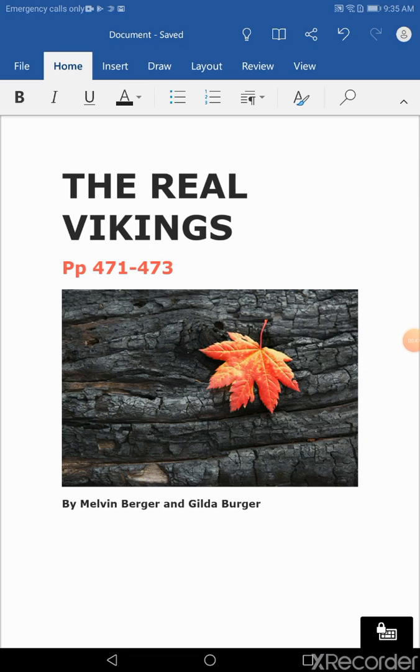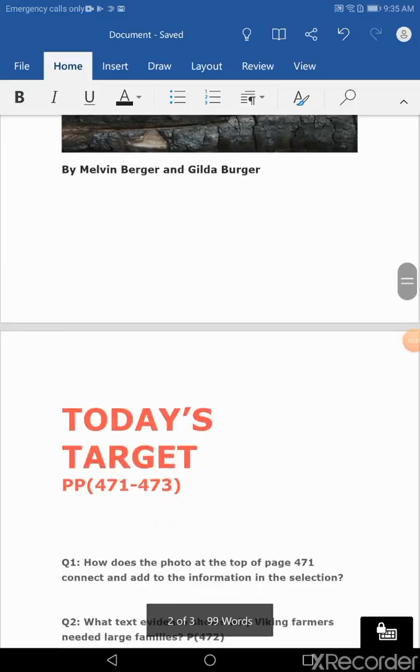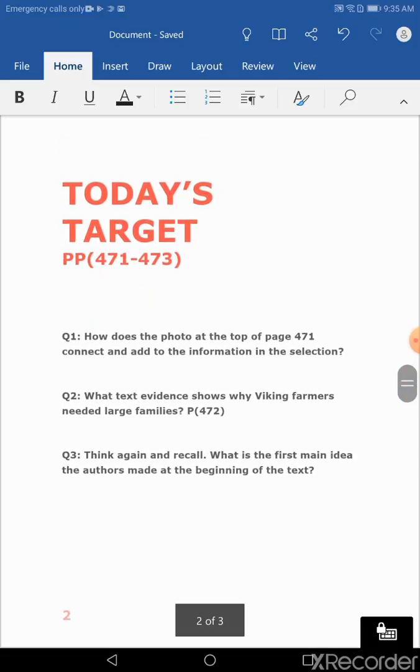So, today's target, guys, is to answer the following questions. Question number one: how does the photo at the top of page 471 connect and add to the information in this selection? Question number two: what text evidence shows why Viking farmers needed large families? And question number three, which is a general question, think and recall.